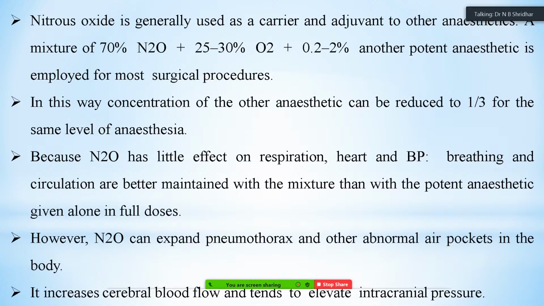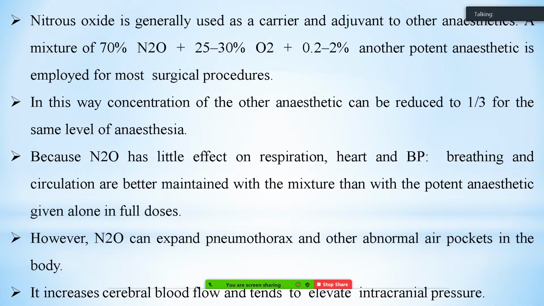And nitrous oxide is generally used as a carrier and adjuvant to other anesthetics. A mixture of 70% nitrous oxide, 25 to 30% oxygen, and 0.2 to 2% of another potent anesthetic is employed for most of the surgical procedures. So this is a standard formula. Because nitrous oxide is one of the cheap anesthetics, we can use it for many purposes.